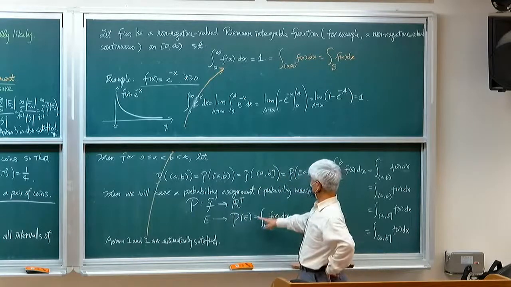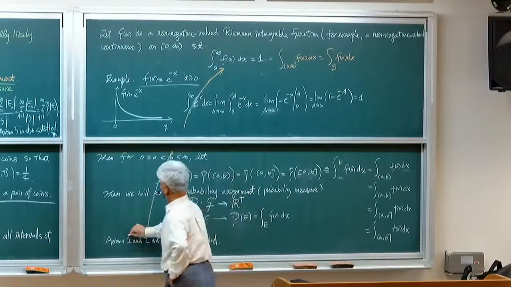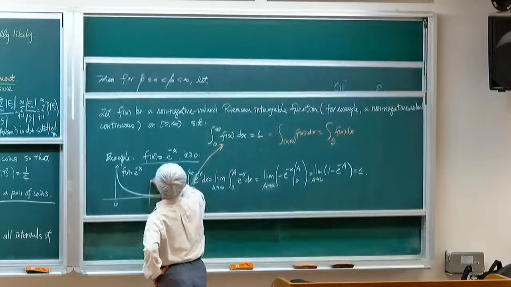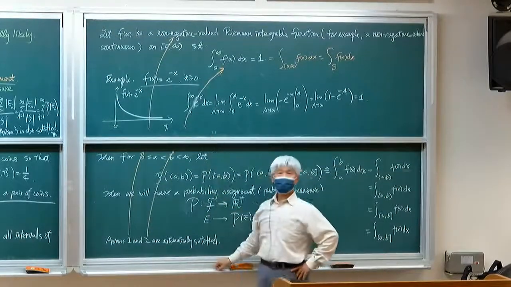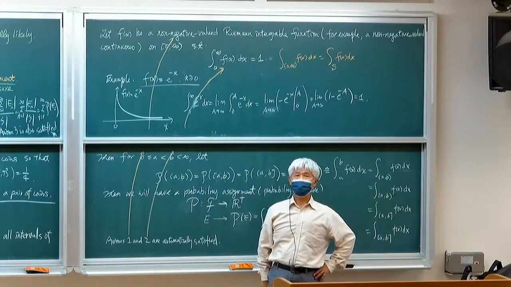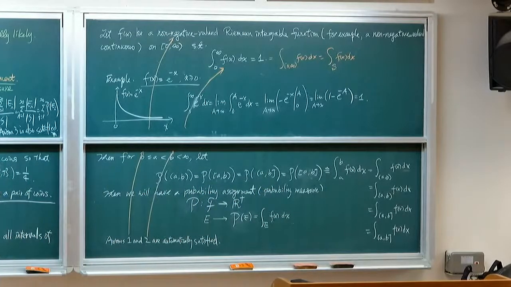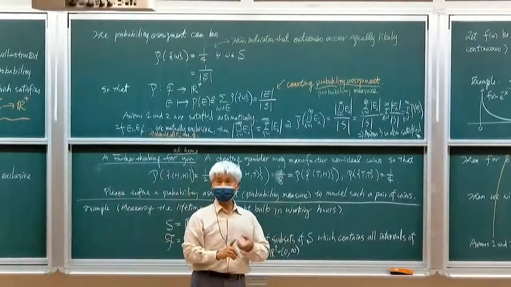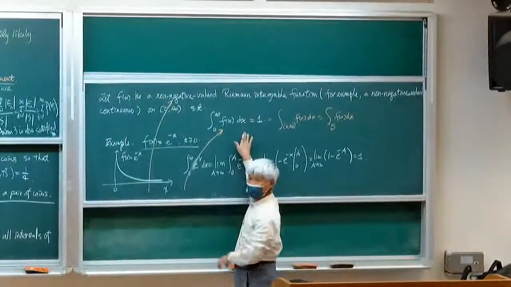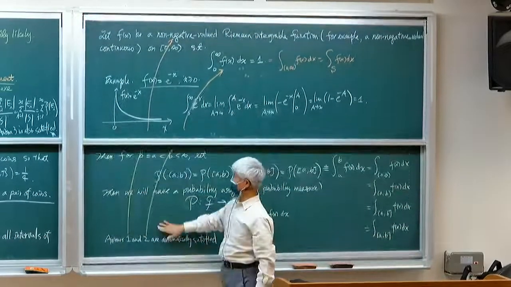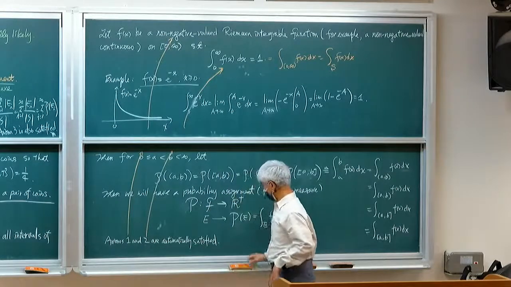Okay? And it is non-negative because f of x is non-negative valued. Okay. So the selection of f of x, this Riemann integrable function, to be non-negative valued is because of axiom number 1, and to satisfy this identity because of axiom number 2 in our mind. Okay?